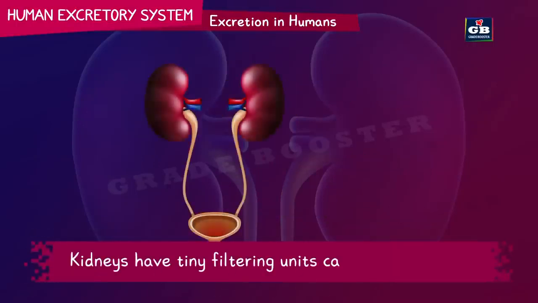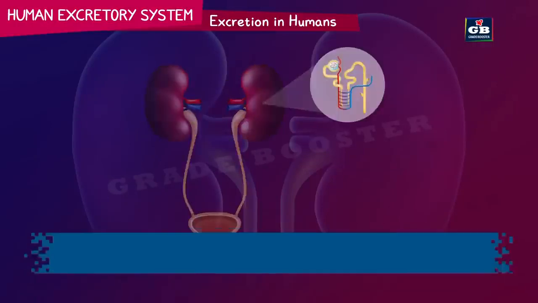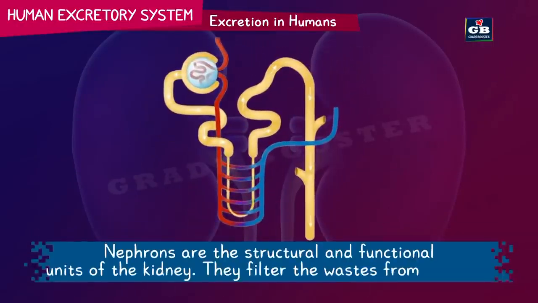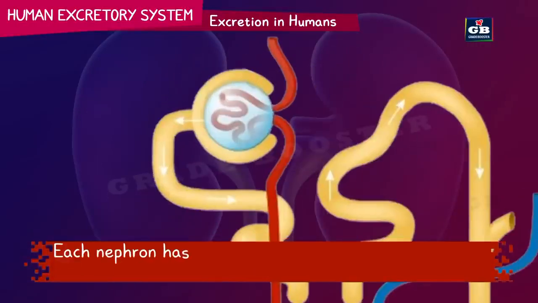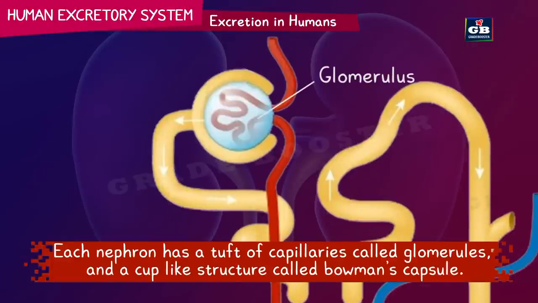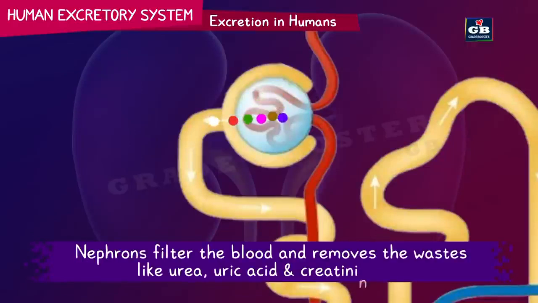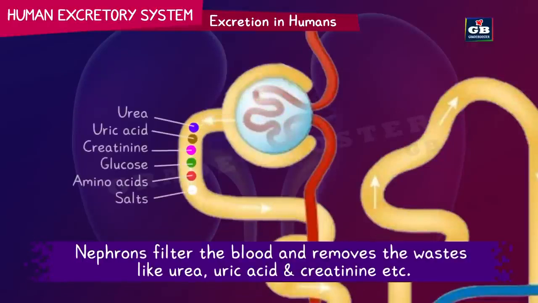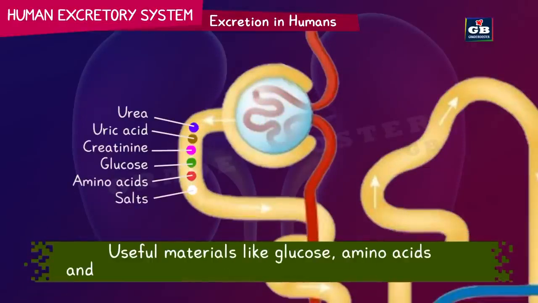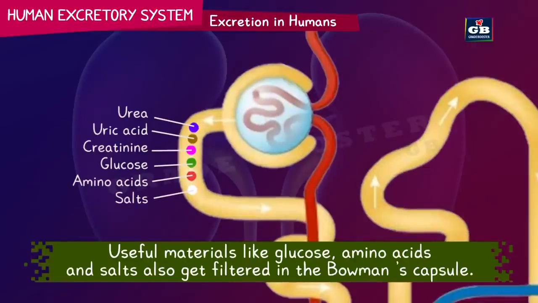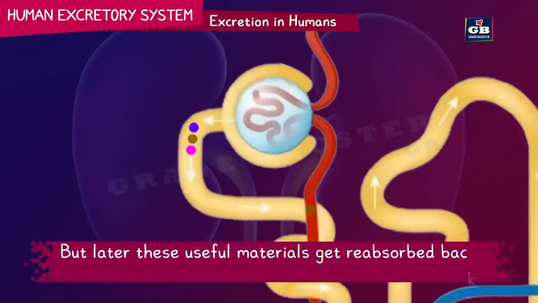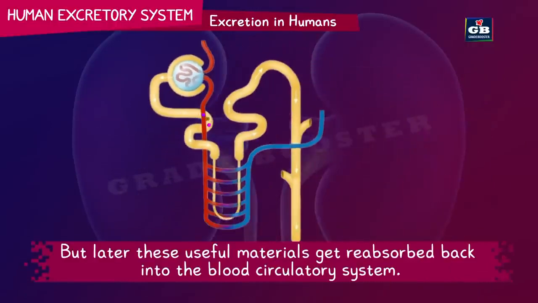Kidneys have tiny filtering units called nephrons. Nephrons are the structural and functional units of the kidney. They filter the wastes from the blood. Each nephron has a tuft of capillaries called glomerulus and a cup-like structure called Bowman's capsule. Nephrons filter the blood and remove the wastes like urea, uric acid and creatinine. Useful materials like glucose, amino acids and salts also get filtered into the Bowman's capsule, but later they get reabsorbed back into the blood circulatory system.